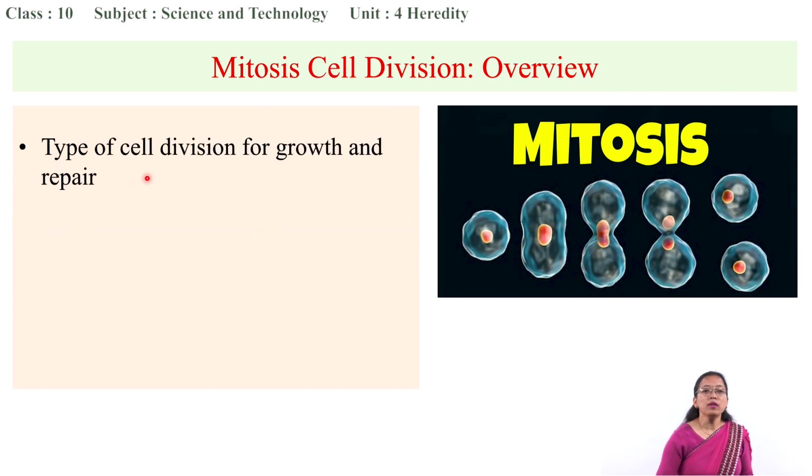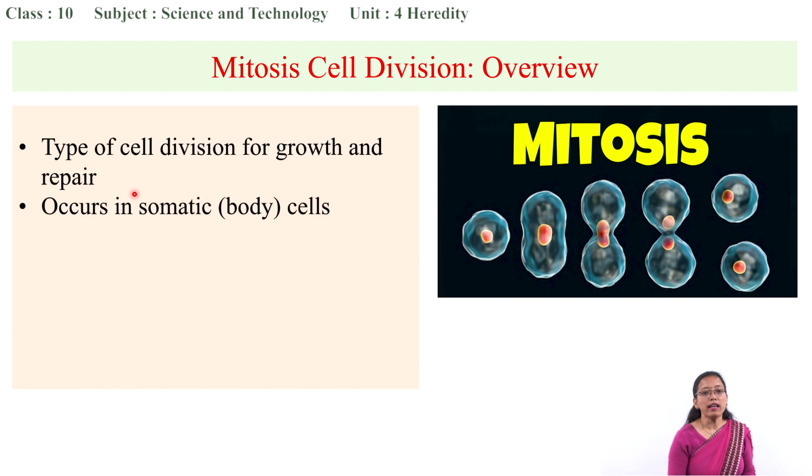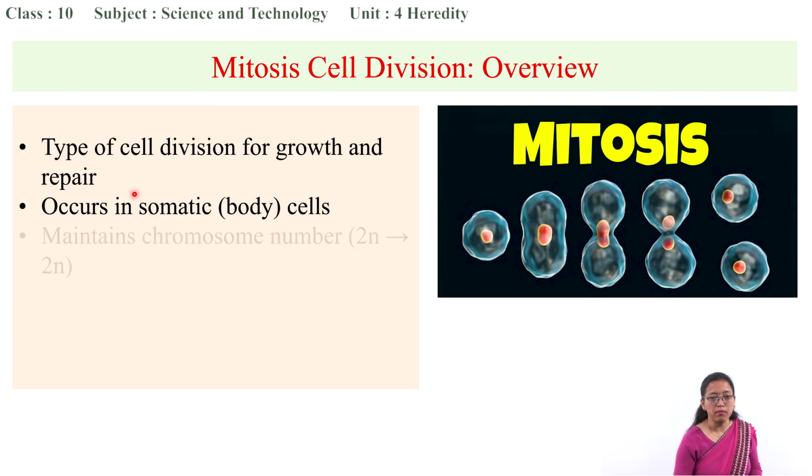This is a type of cell division which occurs for growth and repair. Especially, it is for growth and repair. As well as that, sometimes if there are some wounds or worn out cells, those are replaced by this division. Now it occurs in the somatic cell, that means body cell. Already I have told you, except sex cells, these somatic cells are present and this mitosis division takes place.